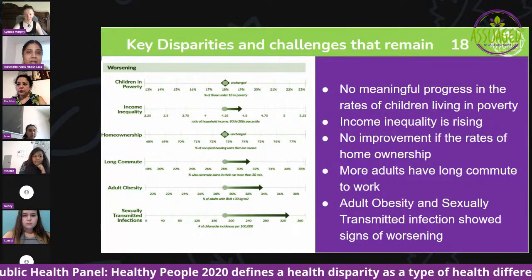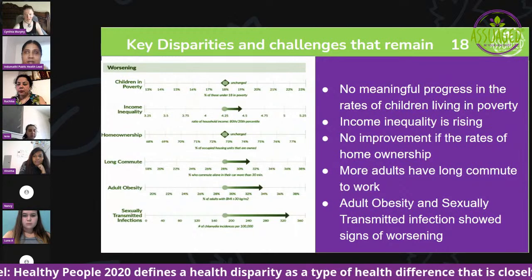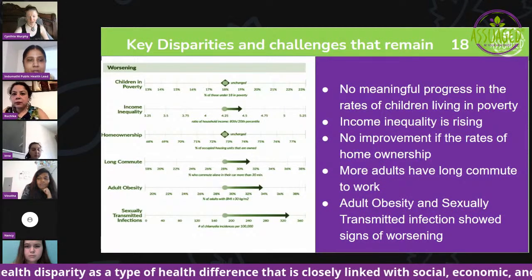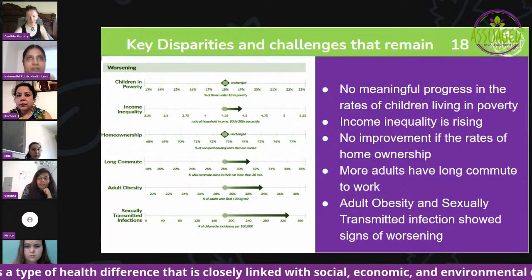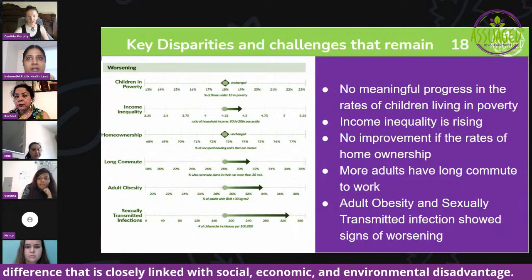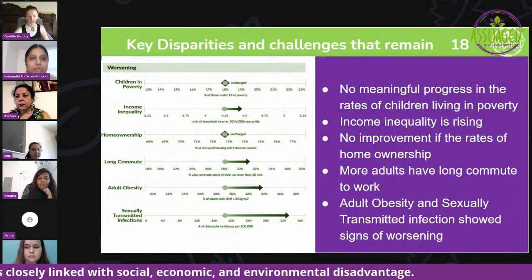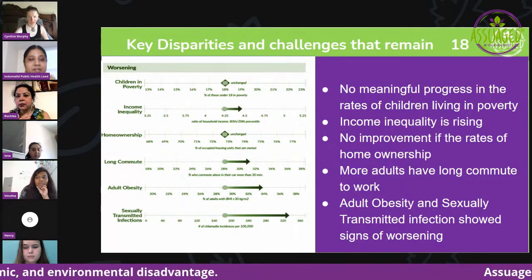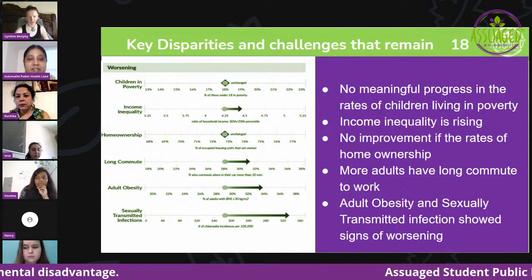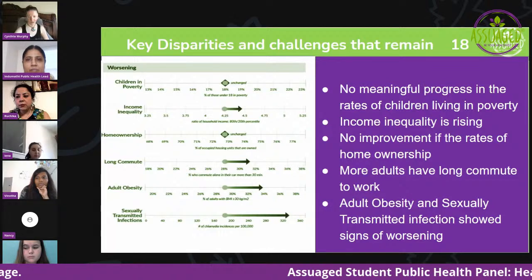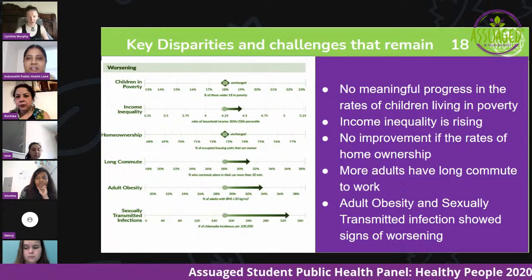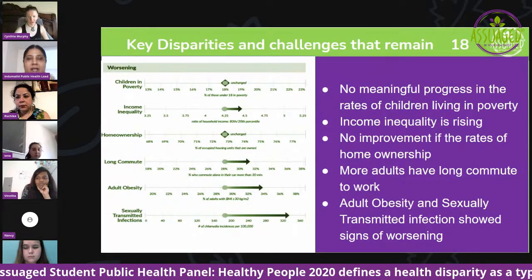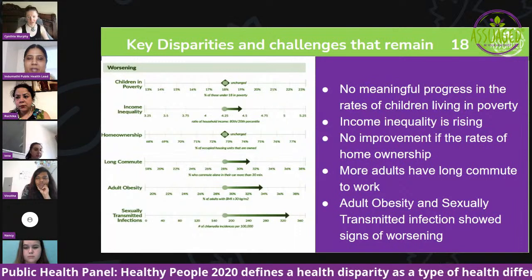And also look at the income inequality, home ownership, long commutes. People commute a lot these days because they cannot afford to live in urban places, so they live in rural areas and have a long commute to go to their work. And look at adult obesity, it's also worsening. And sexually transmitted infections, equally they are increasing. So when there is no meaningful progress in the rates of children living in poverty, income inequality is rising, and home ownership and adult obesity, everything is worsening.